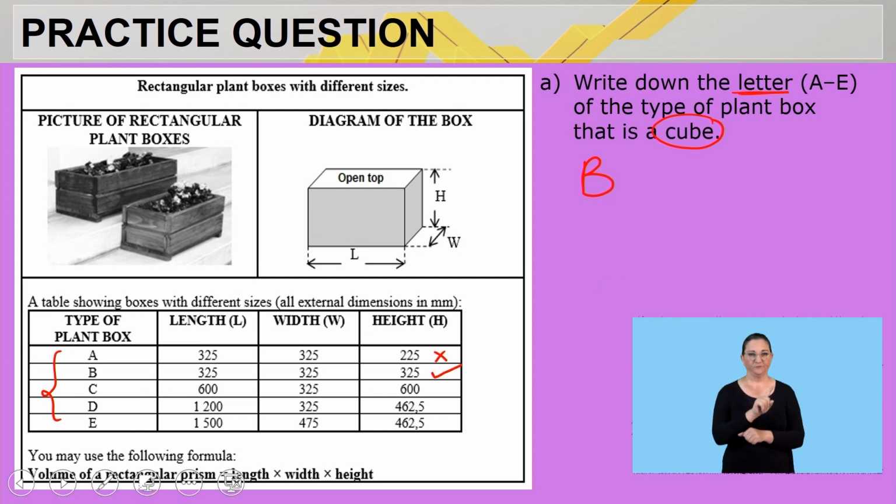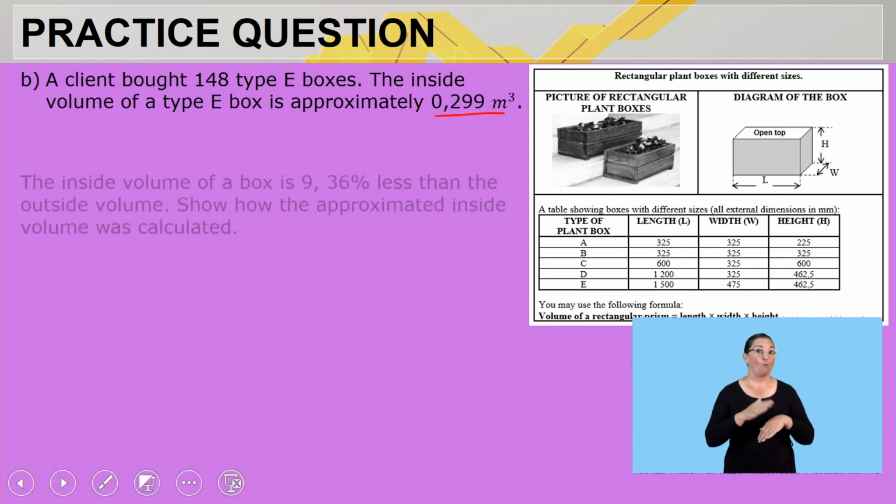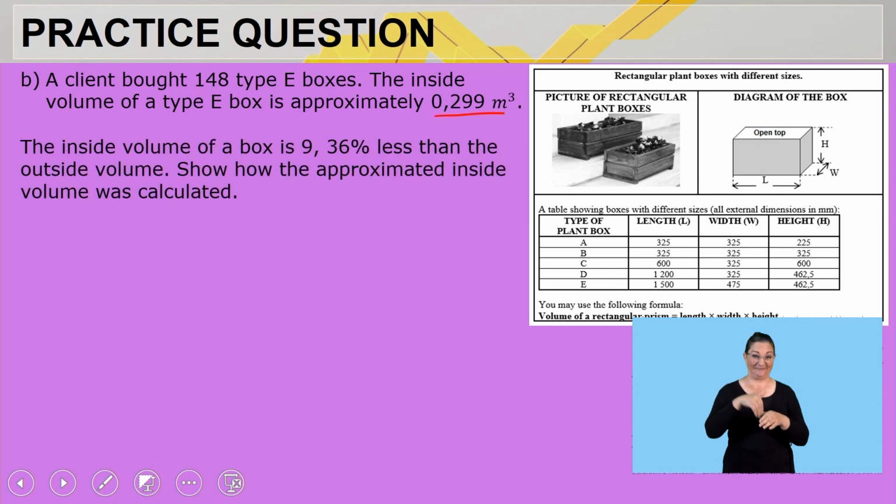Okay, let's move on now to question 1b. Now we are saying a client bought 148 type E boxes. Right? The inside volume of a type E box is approximately 0.299 cubic meters. What else is important? The inside volume of a box is 9.36% less than the outside volume. Right? So we are referring here to inside volume and outside volume.